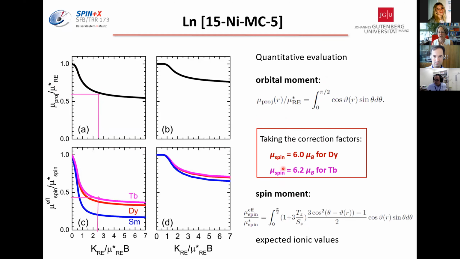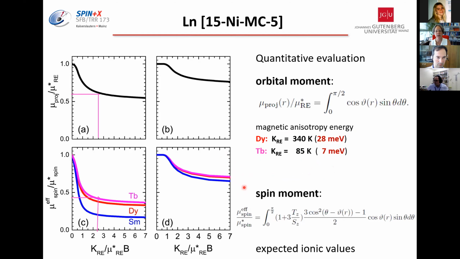And by taking this correction factor, what we obtain, surprisingly, is the spin that we observe, and the spin that we calculate with this correction factor is 6 for the dysprosium, so only a little higher, and it's also 6.2 for the terbium, so it exactly matches the one that you're expecting from the half of the ionic value. So this is very, very nice, and we could show that the anisotropy here is really very important for the lanthanoid ions.